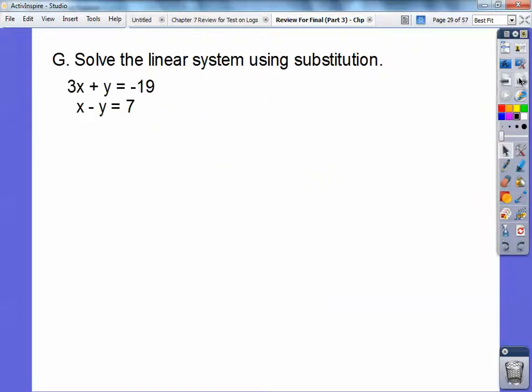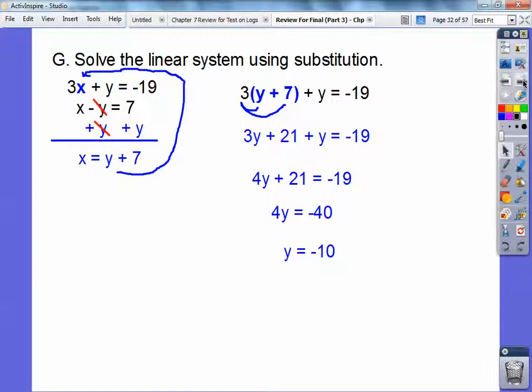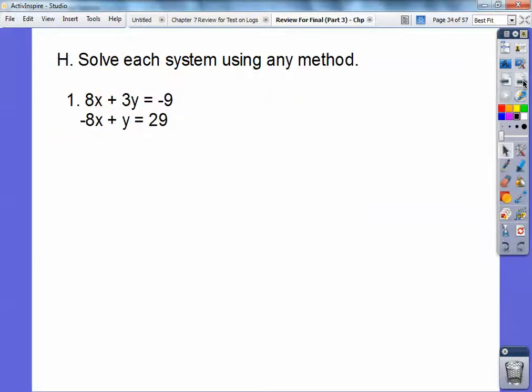Okay, solve the system by using substitution. I'm going to take that bottom equation and add y. I could have taken the top equation and subtracted 3x, but I didn't like that negative y, so I just added y, and I get x equals y plus 7. I'm going to put it in for that x right there. So 3 times (y plus 7), and you crank that out. Follow the steps and you get y equals -10. Then I'm going to plug in -10 over there and get (3, -10).